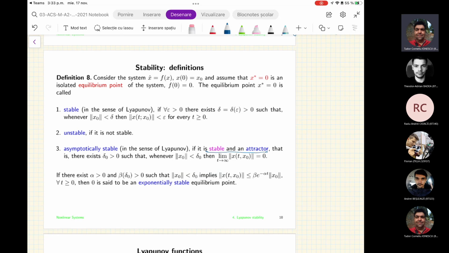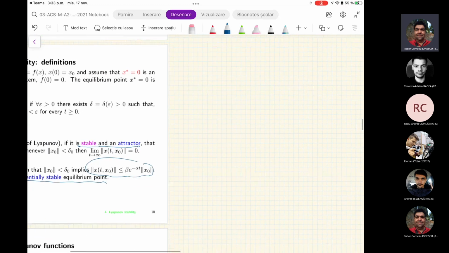If this is true, if there exists a positive alpha, and now we have also a new notion of stability. If there exists a positive alpha and a positive beta depending on some delta zero, which is the bound of the norm of the initial condition x0, and the solution satisfies this exponential boundedness condition, we call the equilibrium point exponentially stable.